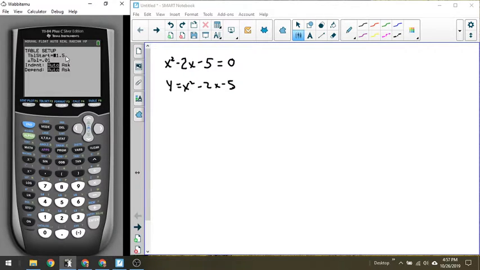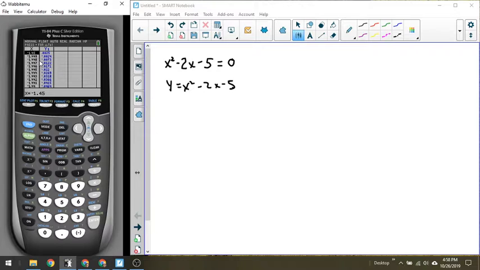I'm going to make my difference between my x values 0.01, that's 1/100th, and do the table set one more time. Do the table. And now between negative 1.45 and negative 1.49 is where the sign change is.